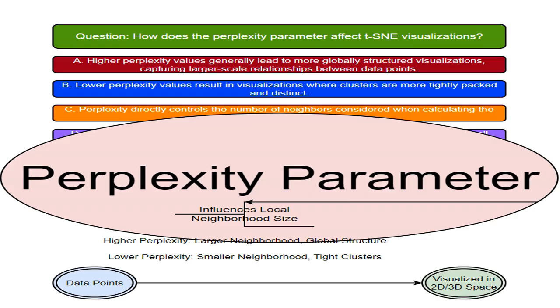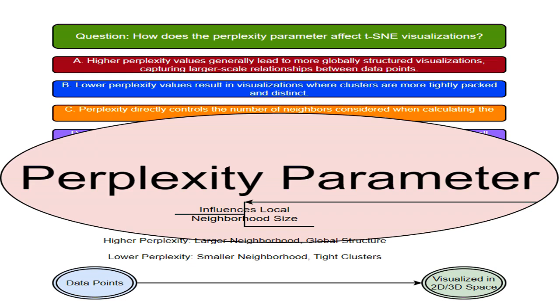I see higher perplexity as using a wider net to find similar data points. Think of it like this: you're casting a wider net to find friends. You'll find more distant friends, giving you a bigger picture of your social network. That's how higher perplexity gives you a more global view of your data. It captures large-scale relationships between data points. This results in a visualization that shows the big picture, connecting larger clusters or groups.